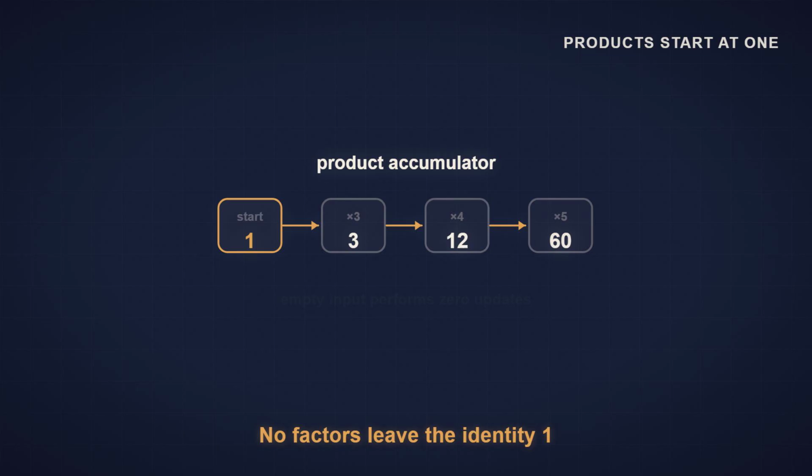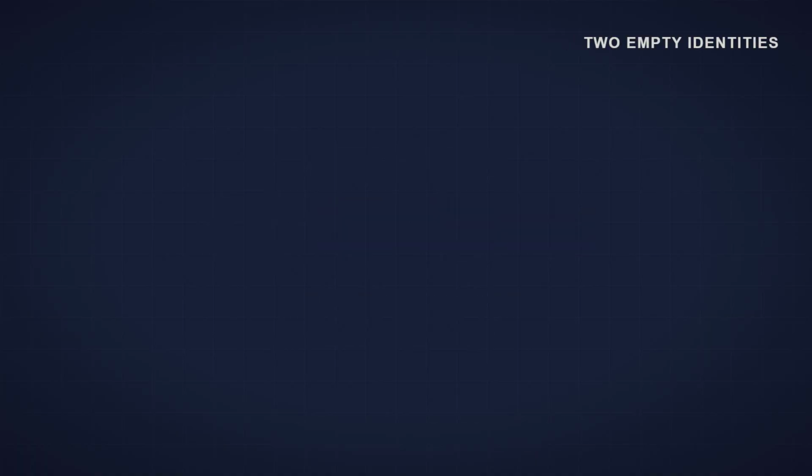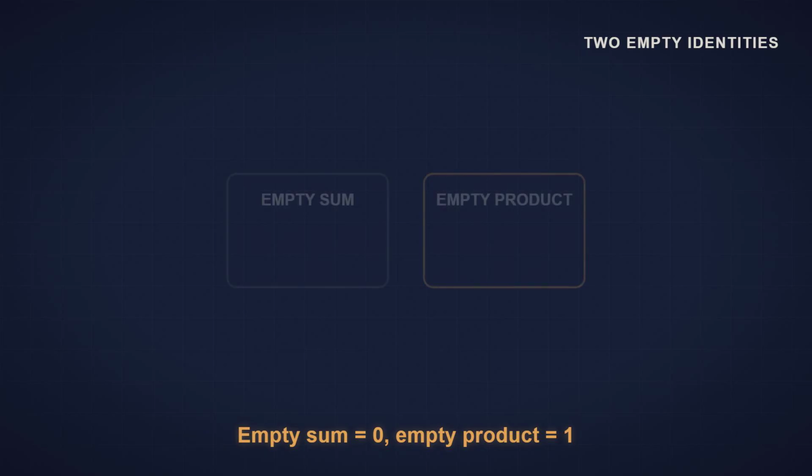If the list contains no items, the loop performs no updates and returns 1. This makes empty and non-empty inputs obey the same program without a separate exception. This is called the empty product. The product of no numbers is 1, just as the sum of no numbers is 0. The two rules use different identity elements.